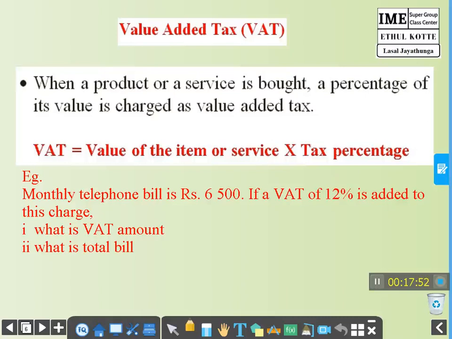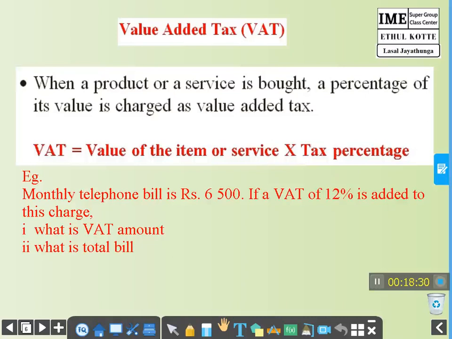And some services like telephone bill, telephone is a service, electricity bill, water bills, you have to pay the VAT amount. Even when you are hospitalized, for the hospital bill also you have to pay the VAT amount. We call it value added tax. Basically, for an item or for a service, you have to pay the tax amount according to the value of the item or the service.